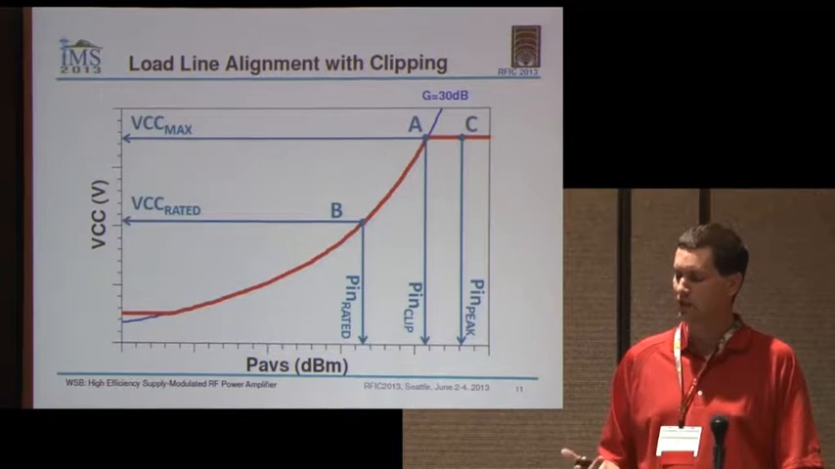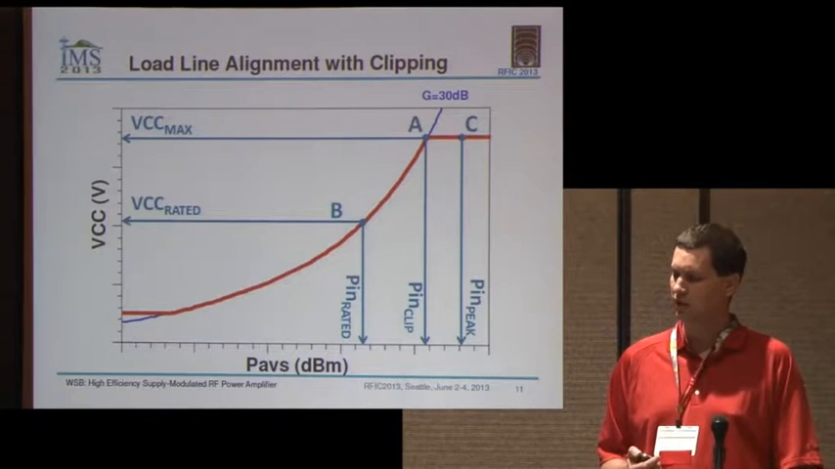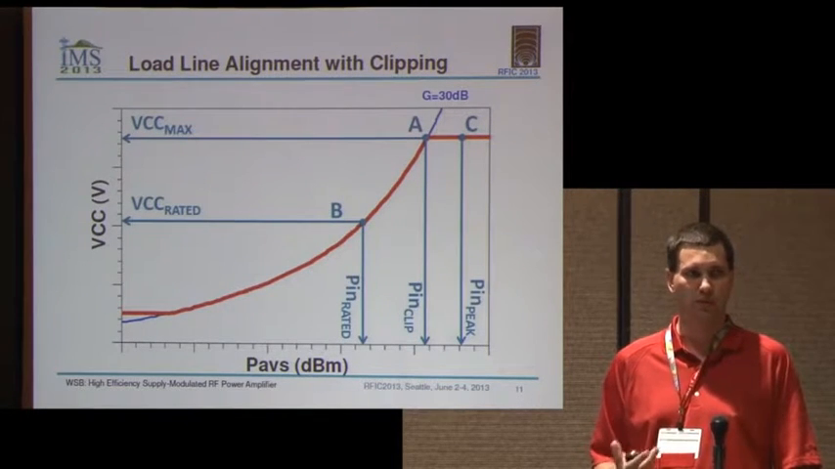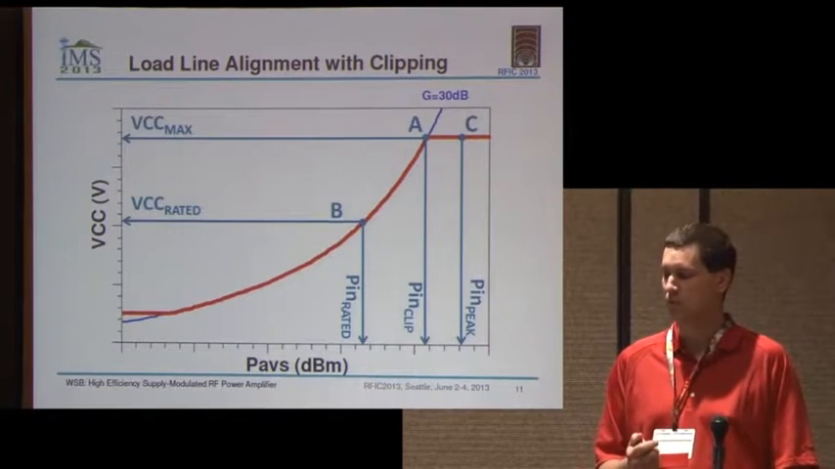And in the plot here, I'm primarily interested with the upper end because I'm trying to work this into a load line target for the PA. So at point B, we consider that to be the average power that the PA is going to output, or the rated power that we're targeting. In the case of my work, that was 26 dBm.